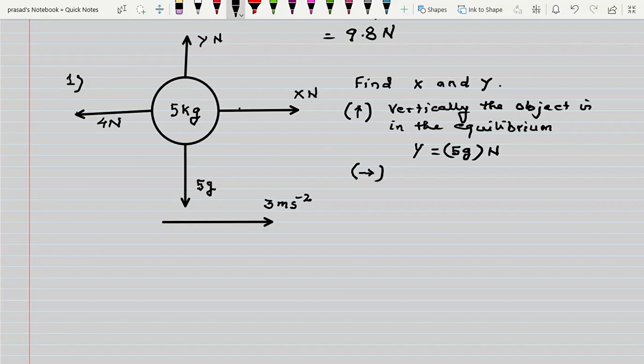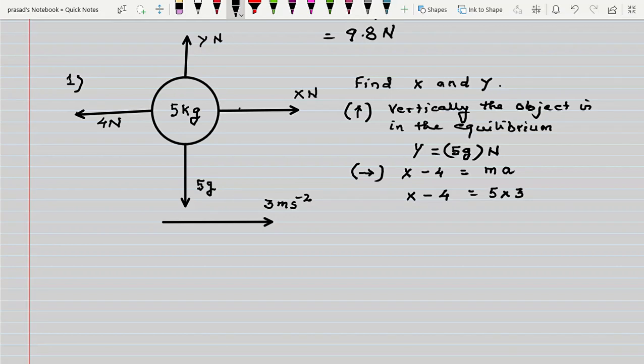So horizontally, what will be the resultant force? x towards the right minus 4 towards the left, and that should be equal to the mass of the object into the acceleration, Newton's second law. So x minus 4 should be equal to 5 into 3. Is this concept clear to you?